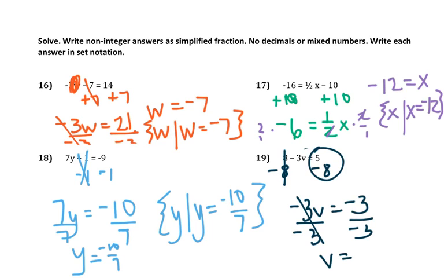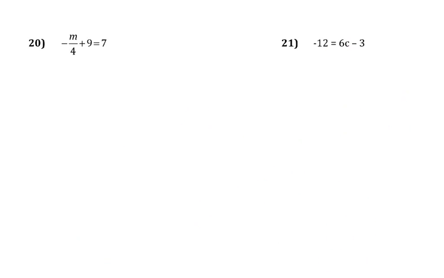So v is equal to negative 3 divided by negative 3, which is positive 1. So I'm going to write v such that v is equal to 1. Okay, going over 20 and 21. If you haven't done them yet, then pause the video so that you can do those.